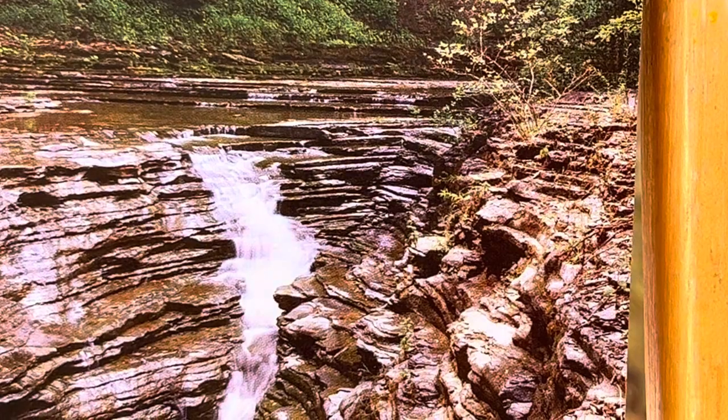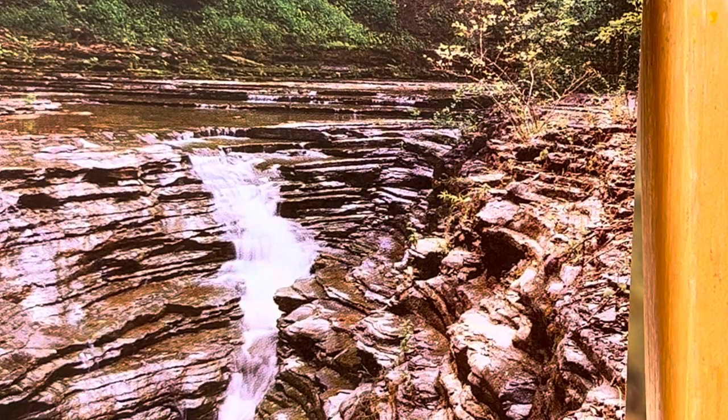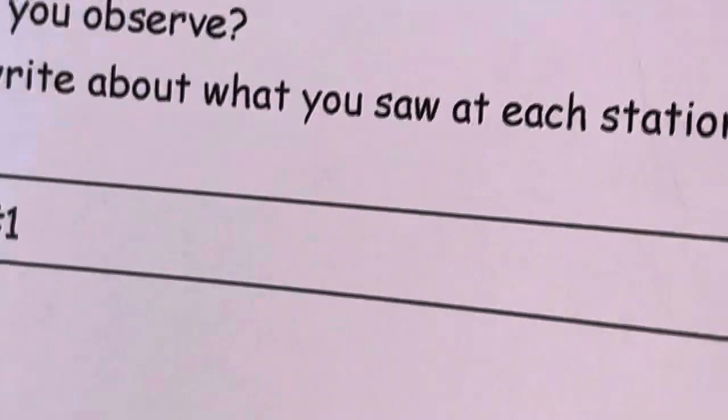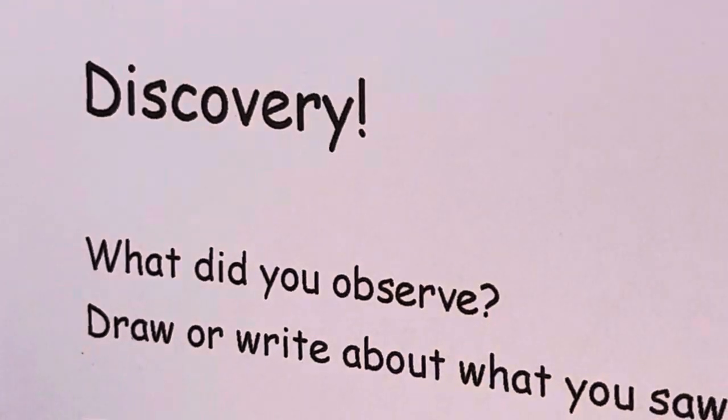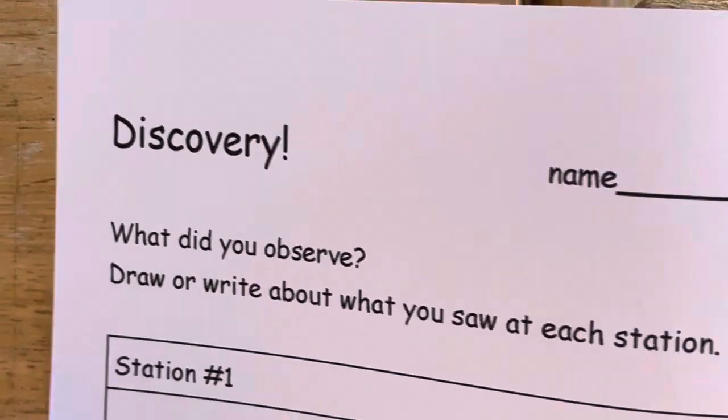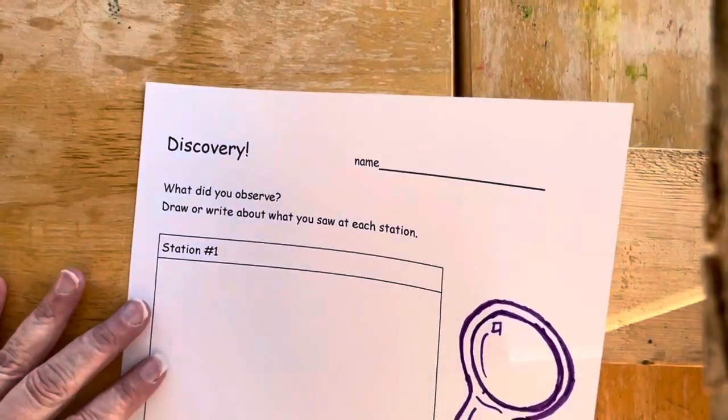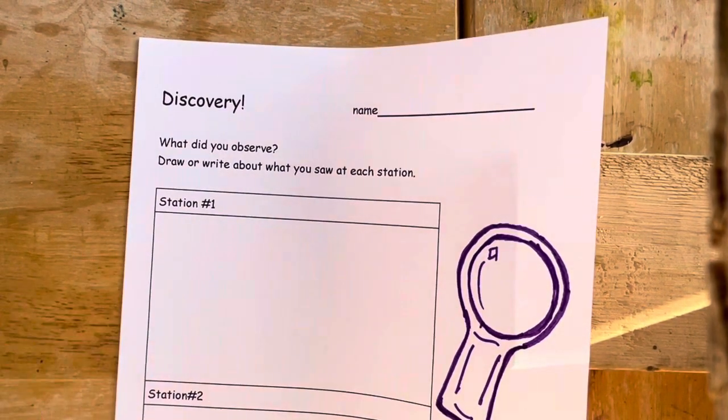So I'm going to show you two really quick activities, and when you get done with the activities, you have a handout that you can complete. It says, discovery, and what did you observe? And then draw or write about what you saw at each station.